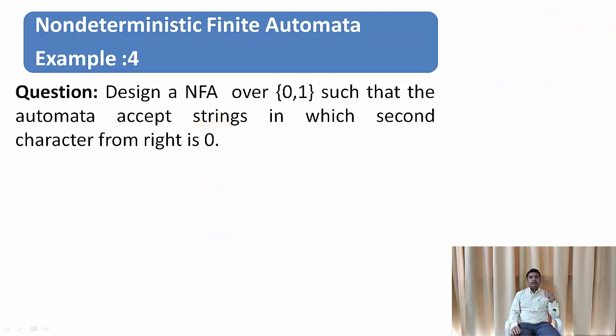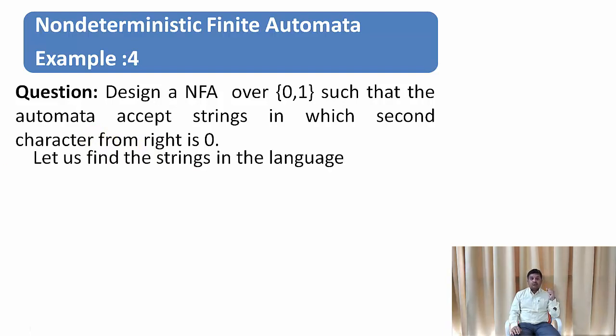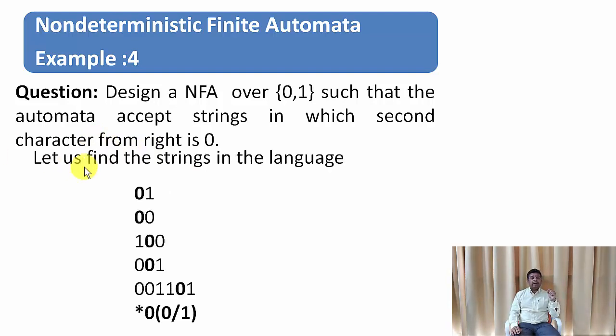Let us do one more problem. Design an NFA over 0 and 1 such that the automaton accepts strings in which the second character from the right is 0. Let us discuss a string which is accepted by this language. Second character from the right. The minimum string length is 2.